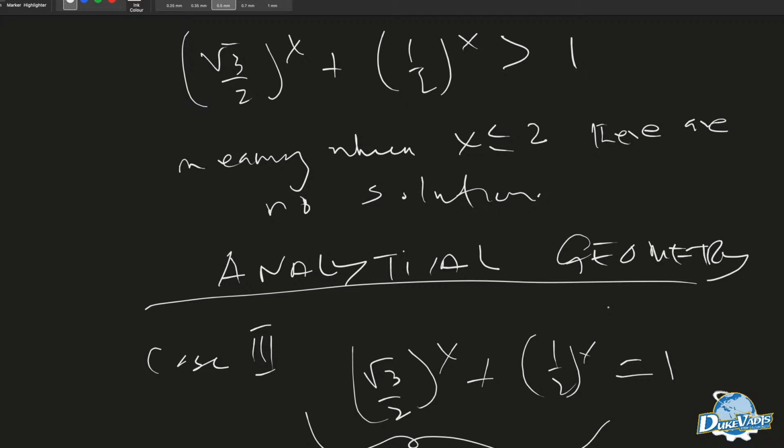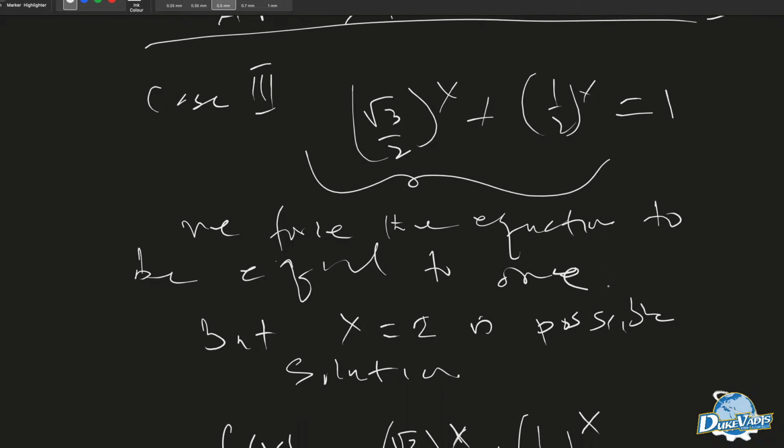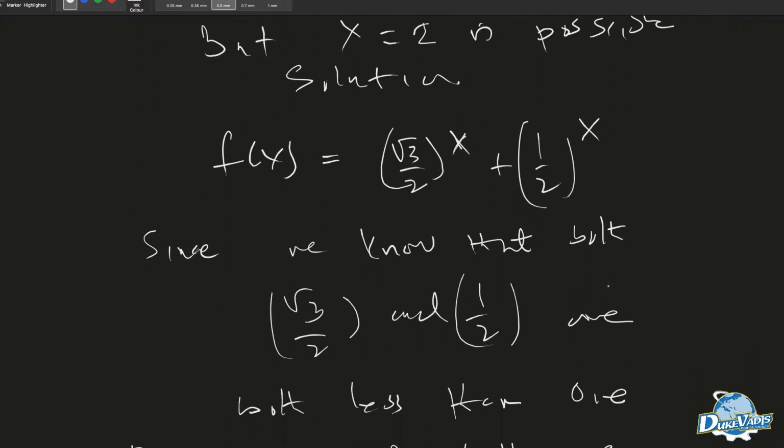So we decided to look at it from analytical geometry. In analytical geometry, for instance, the whole expression, we coerce it to be equal to 1. So we forced the equation to be equal to 1. But x equals 2 is the possible solution. So we decided to make f of x equal to the whole expression.